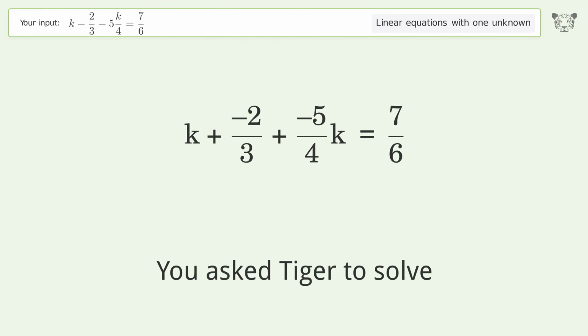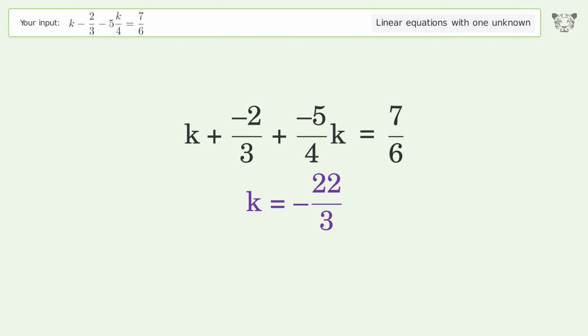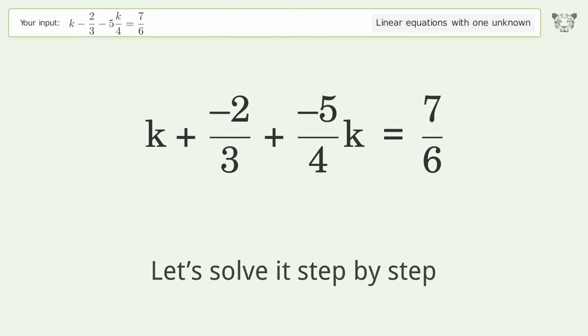You ask Tiger to solve. This deals with linear equations with one unknown. The final result is k equals -22/3. Let's solve it step by step.